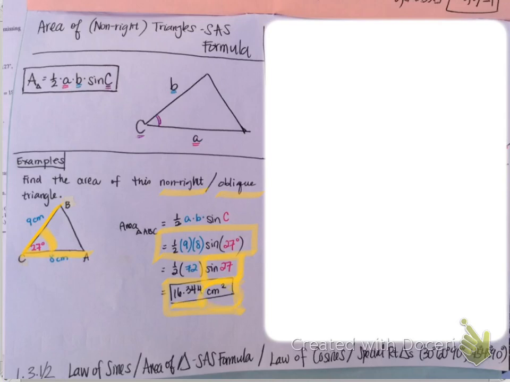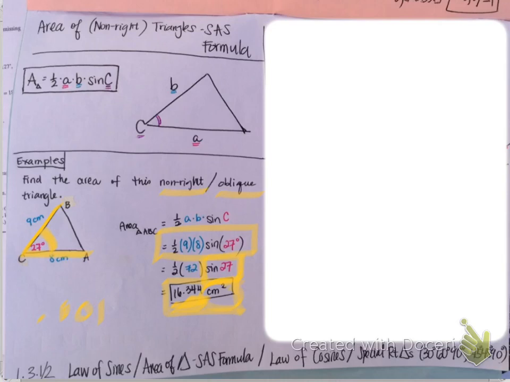Now, a note about rounding: if you look in your book on page 48, it tells you that when we do angles, you want to round to the nearest 0.1 degree, and for the sides of triangles, we want to round to the nearest 0.001. That's why you have 3 decimal place accuracy here. If you just put 16.3, that's not quite accurate enough. 16.34, still not quite good enough. If you put 16.344, that is good.